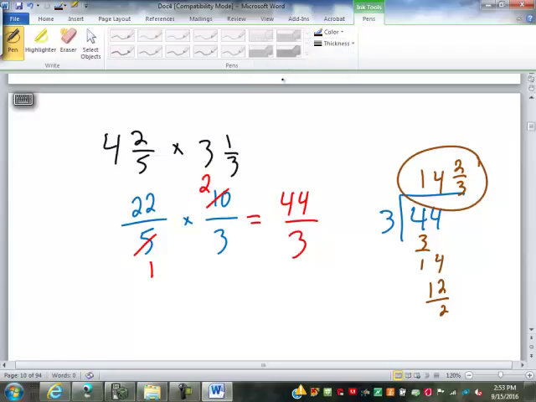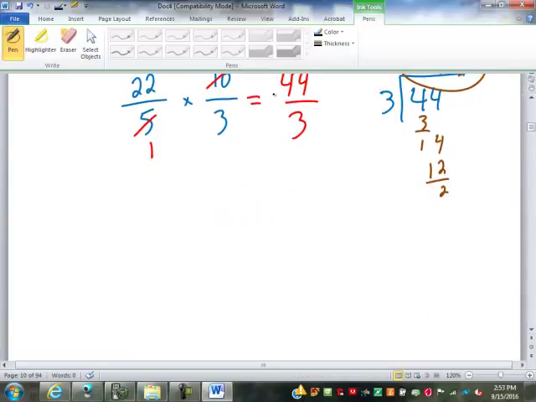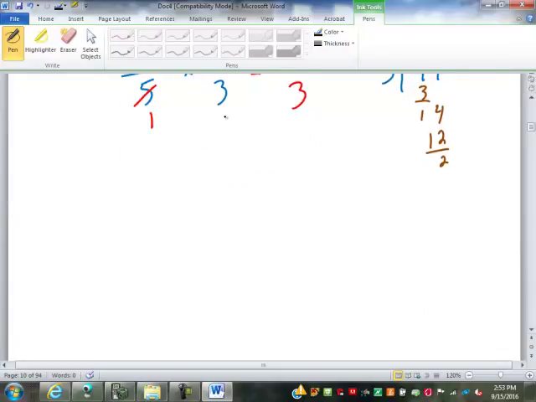Any questions? Okay. Well, you did it on the calculator and it came out in decimal, so you got 14 and 2/3. Well, I'll look at the calculators in just a second. Division.